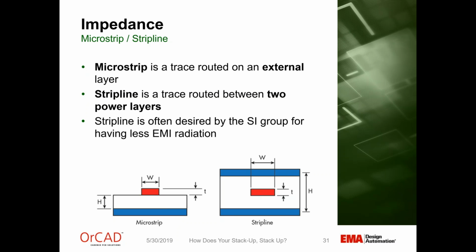And strip line is usually desired by the signal integrity group for having less EMI radiation. So those 2 power layers that strip line is in between are going to neutralize a lot of the radiated emission that trace is going to generate, and really cap that off so that those radiations don't get out and you meet the requirements for minimal radiation. So that's something that signal integrity groups are often going to want to have you do, is put those critical signals inside the board somewhere instead of having them run on top.